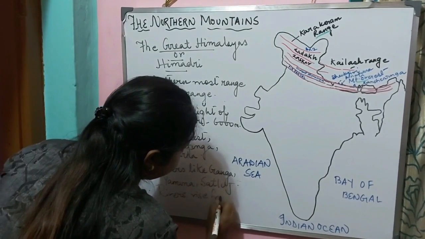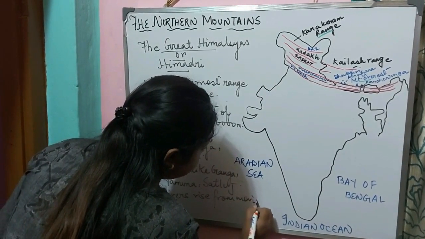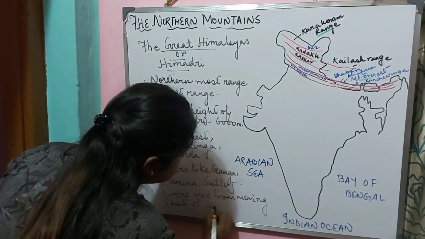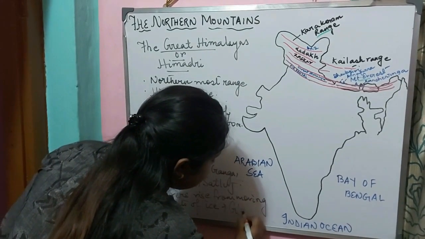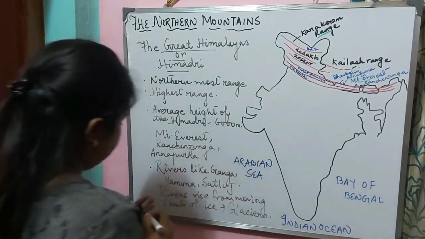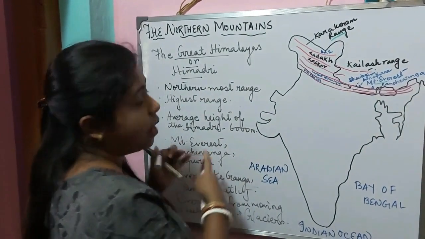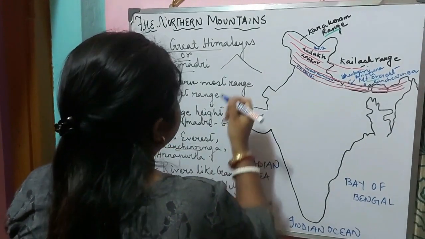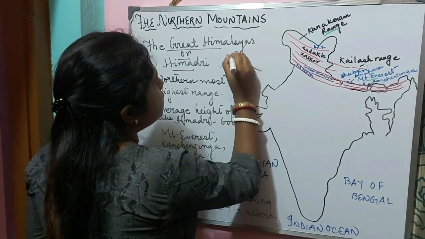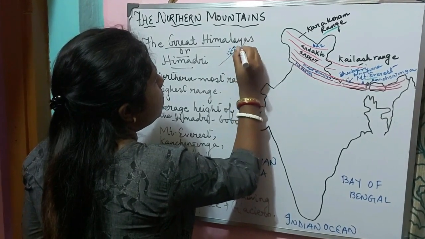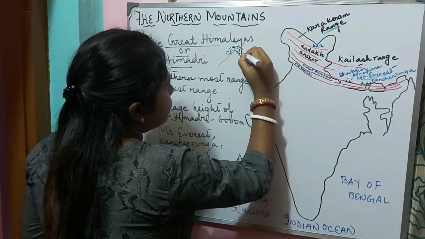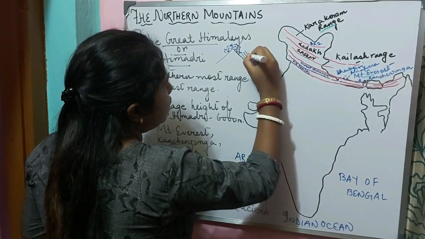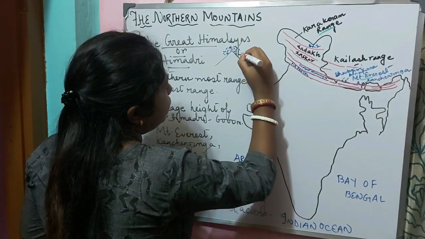So these rivers rise from moving sheets of ice. What do we call it? We call it glaciers. As I said, most of the peaks are permanently covered with what? Covered with snow, right? So the snow melts down. As they melt down, they come downwards due to the action of gravity as rivers.